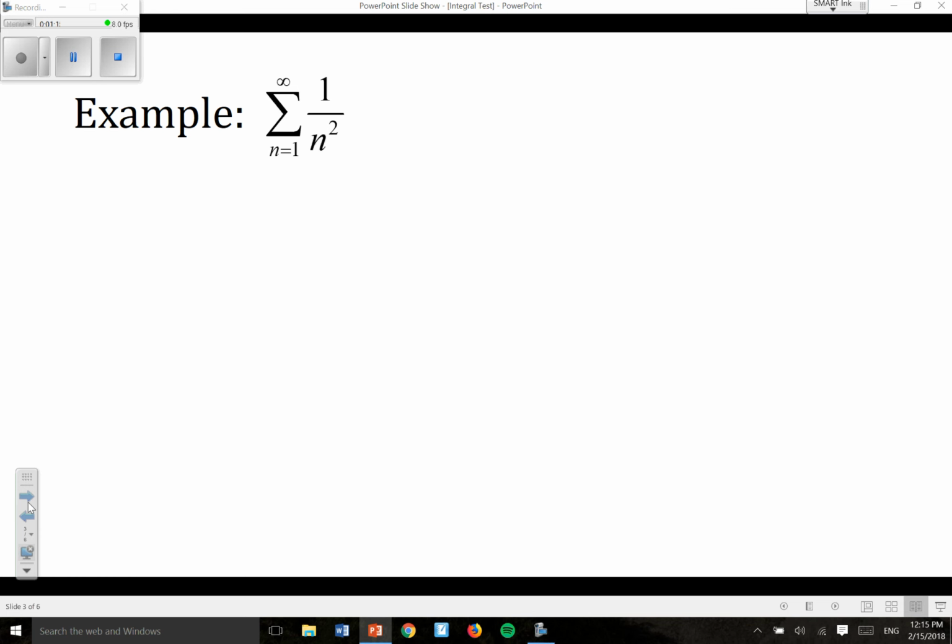What the integral test says is that we need to turn the terms of our sum into a function, which really just means that we're going to take 1 over n squared and turn it into the continuous function 1 over x squared. What we need to check next is if this function is continuous.